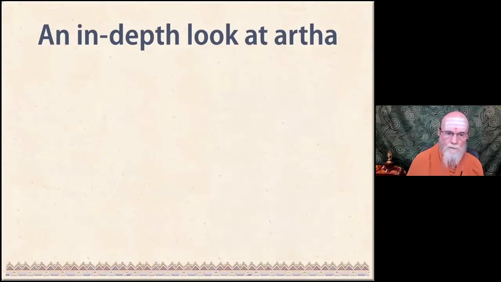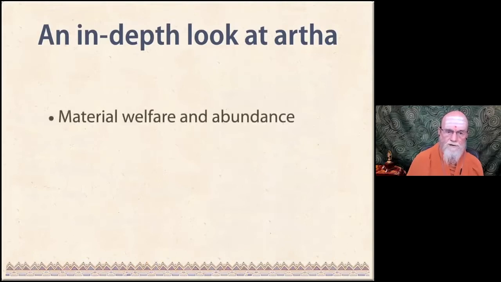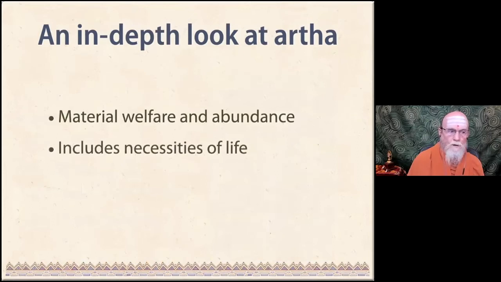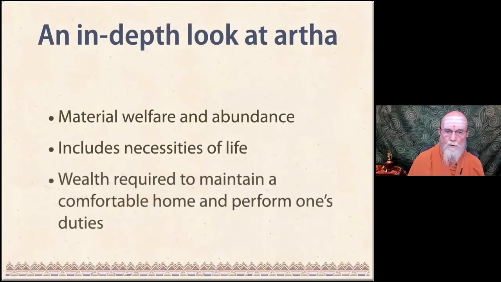So in more depth, some good insights here from Gurudeva. Artha: material welfare and abundance, money, property, possessions. Includes the necessities of life, food, money, clothing, and shelter. Extends to the wealth acquired to maintain a comfortable home, raise a family, fulfill a career, and perform religious duties.